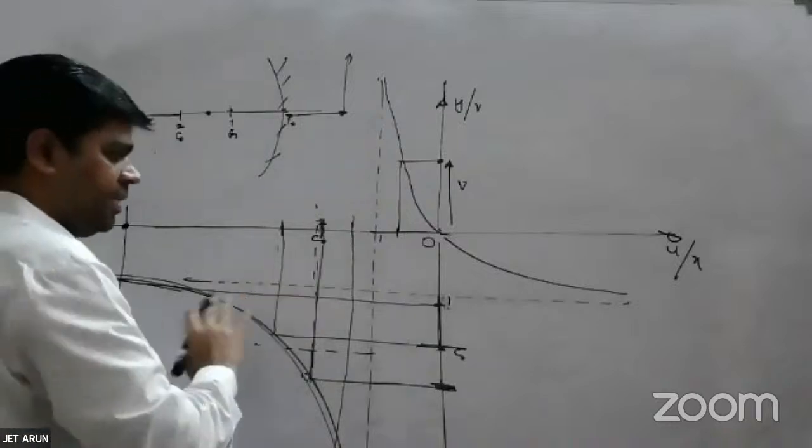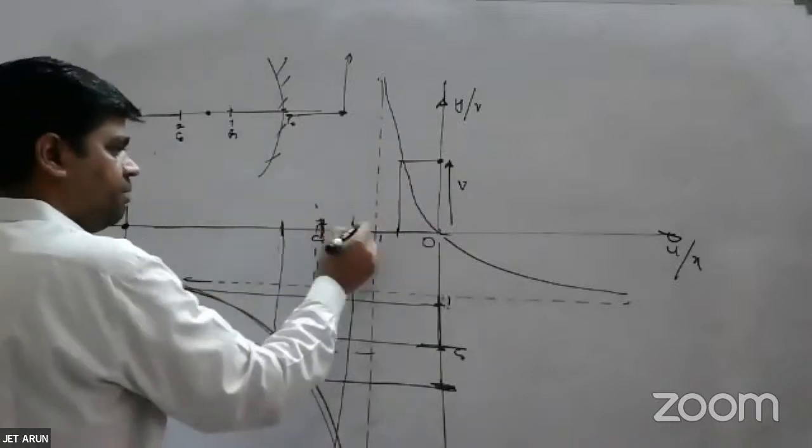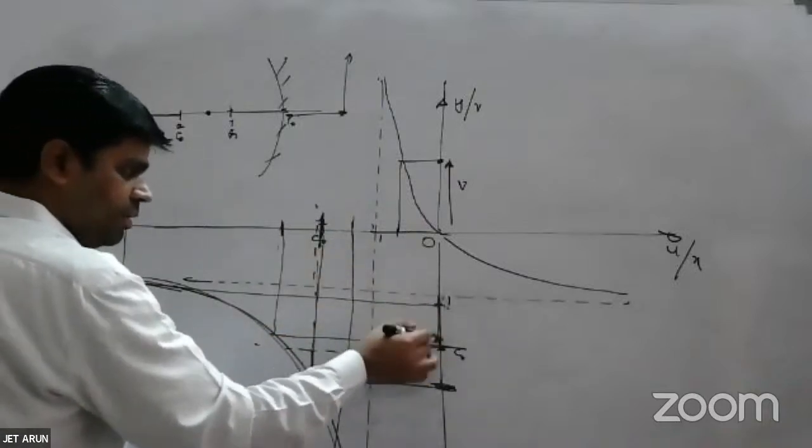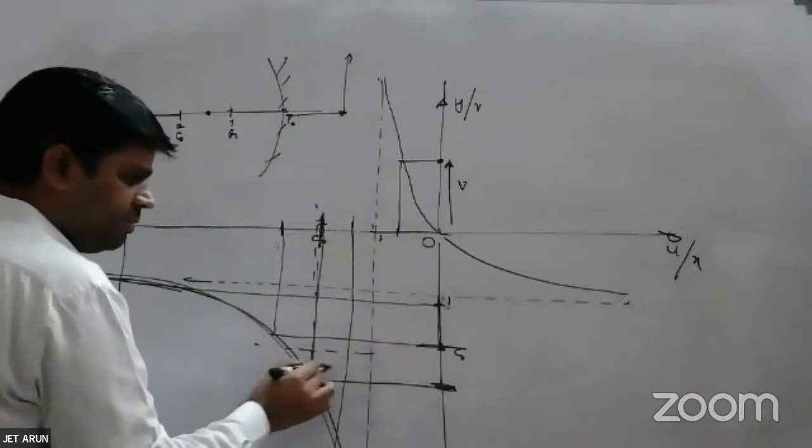Yes, sir. I repeat. I just messed it up. I repeat. When the object is beyond C, my image is formed between F and C. When the object is between C and F, my image is formed beyond C.